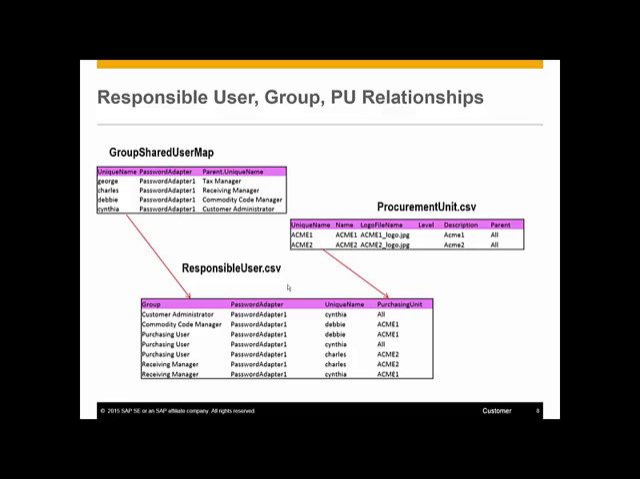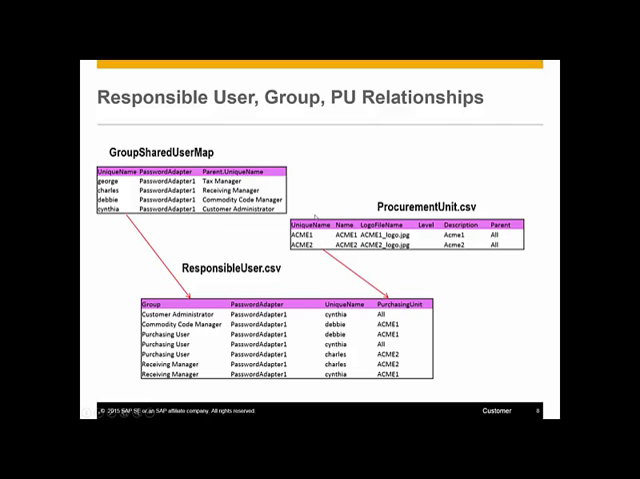This slide shows the files in a little more detail. We can see that we can establish our users in our user consolidated file and tie groups to them in our group shared user map. So for example, for an existing user, George, he is tied to the tax manager group in the group shared user map file.